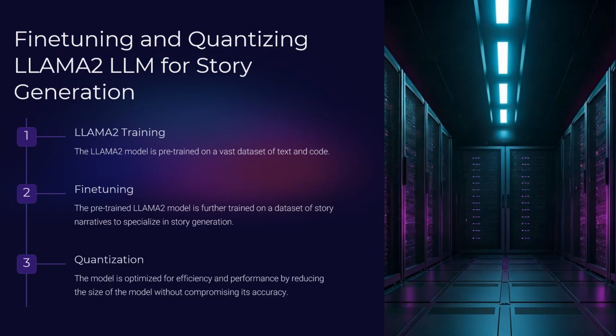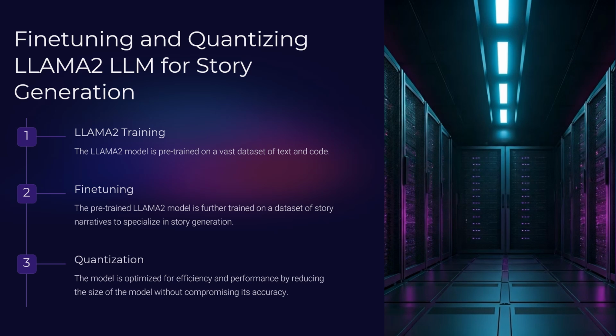Llama 2 training. The Llama 2 model is pre-trained on an existing dataset consisting of text and code. Pre-training means the model is initially exposed to a broad and generalized dataset, allowing it to learn patterns in language. This phase equips the model with a baseline understanding of general language tasks, but it's not yet specialized in any specific domain. Fine-tuning.